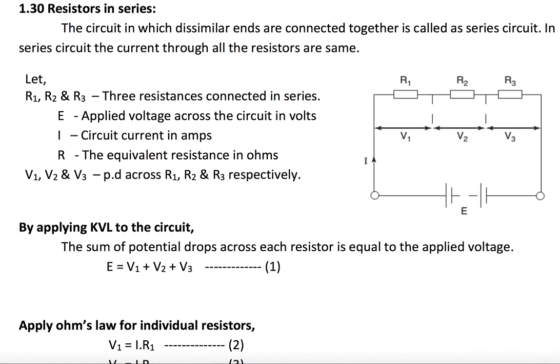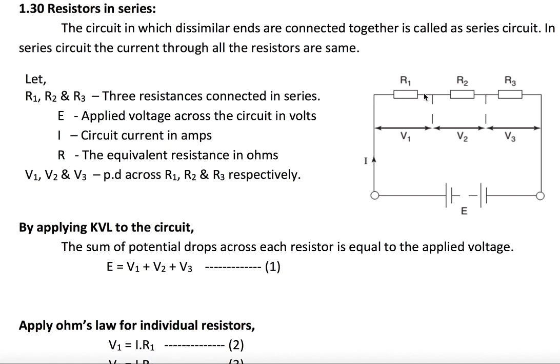This is where we stopped in the last session. Resistors in series, right? The circuit in which dissimilar ends are connected together is called a series circuit. There are these: this is one end, this is second end, right? One and two, one and two.